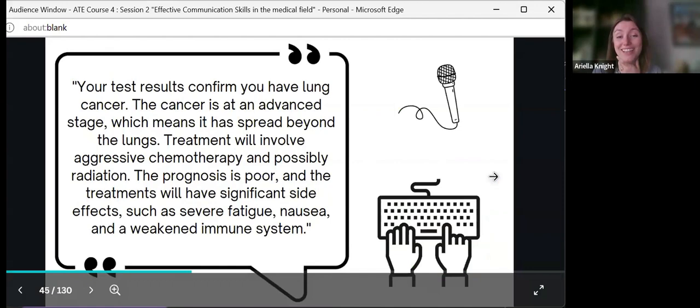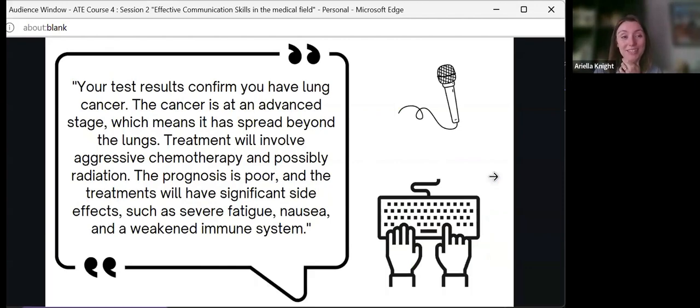Here is the last one we'll do. This is a hard one. This is one about cancer. So this is the kind of medical, technical, blunt, that's what we'll call it, the blunt and direct one.